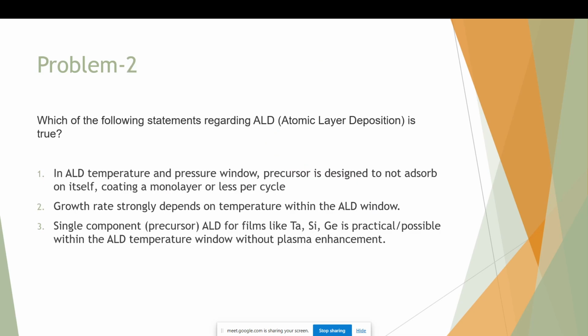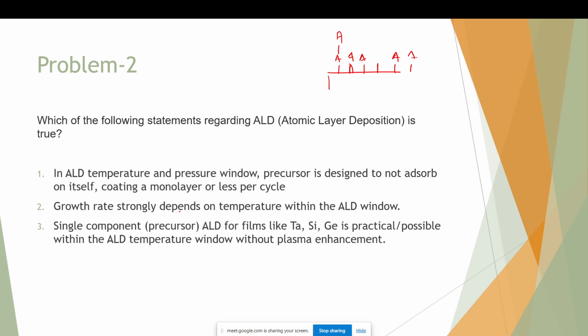Yeah, I'll move ahead. So which of the following statements regarding ALD is true? In ALD, within the temperature and pressure window, the precursor is designed to not adsorb on itself, coating a monolayer or less per cycle. So what they are saying is the precursor is designed so that if I have A layers, we cannot have another A layer on top of this A. So some of the bonds might be weaker, but the rest are A.